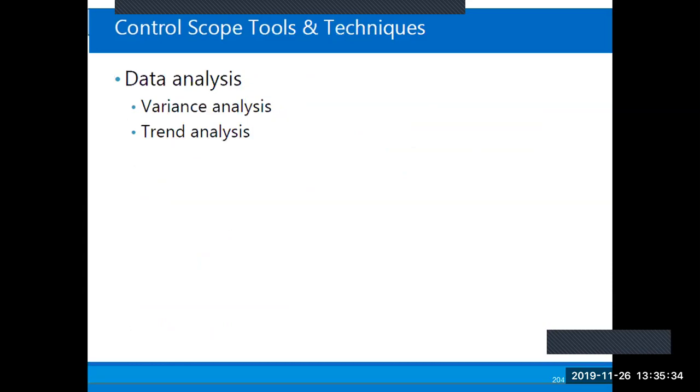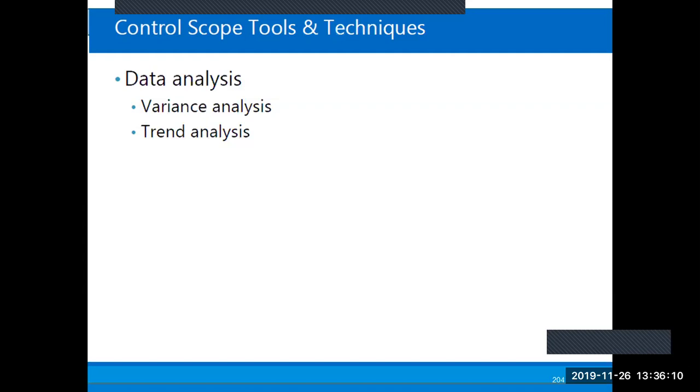Tools and techniques: data analysis, and you have variance analysis and trend analysis. Variance analysis is a technique of comparing actual to what was initially planned. What was planned may be different from what we obtain now at a particular point in time. So variance analysis is the difference between what we have now versus what we were supposed to have.